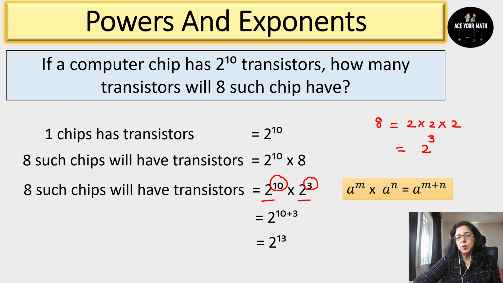How to solve 2 raised to the power 13? You will multiply 2, 13 times. And what will it give you? It will give you 8192. So how many transistors are there? There are 8192 transistors.